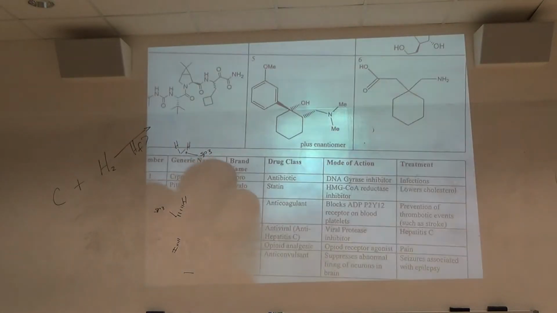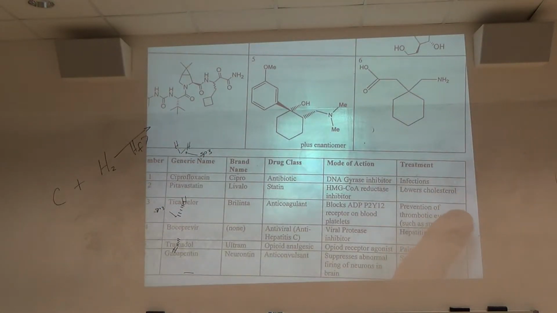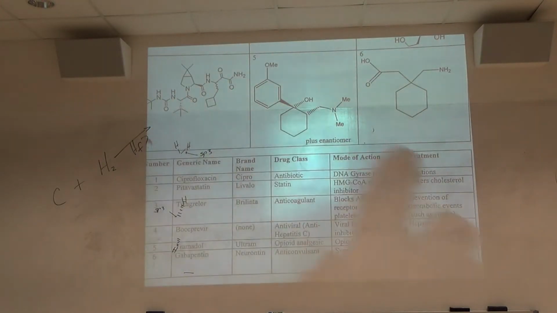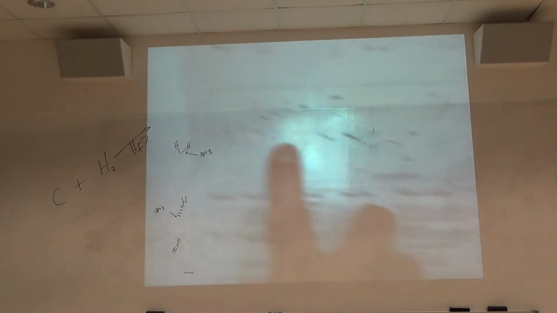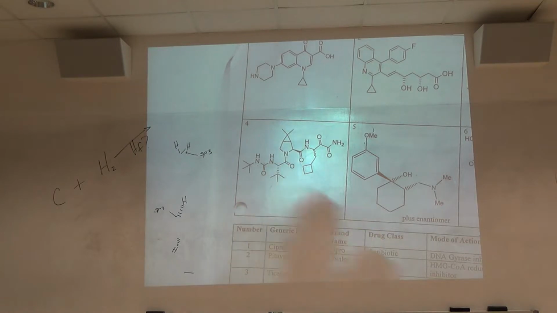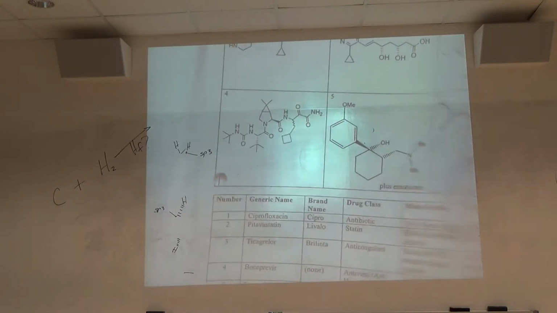Okay, so that's just some things we need to know, others a little bit of foreshadowing. Some drugs with cycloalkanes, six-membered rings. We see one here with a cyclobutane and a cyclopropane fused to that ring there.